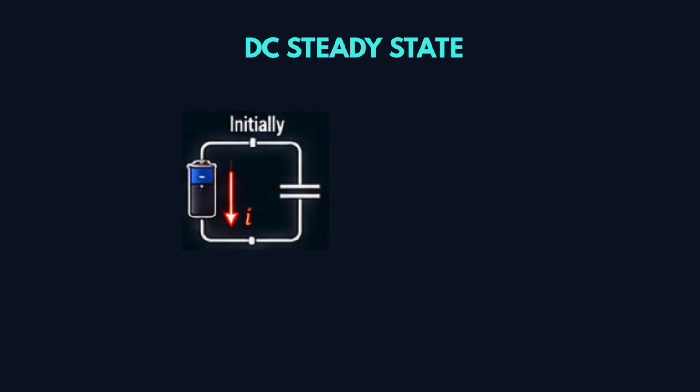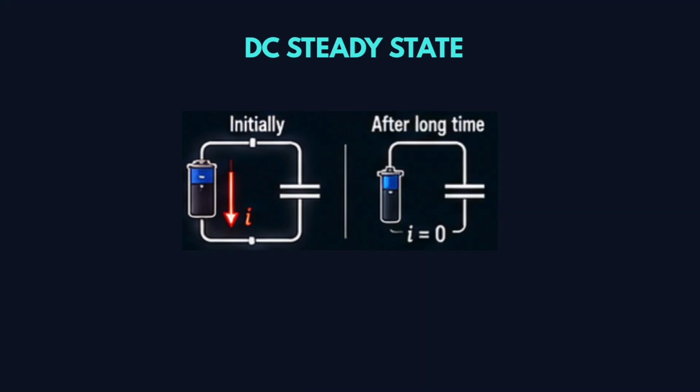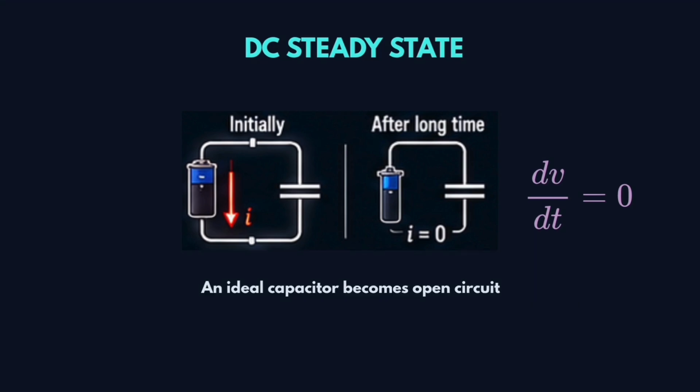Next is DC steady state. Initially, current flows because the capacitor is charging. After a long time, voltage becomes constant. Therefore, dV by dt is 0, hence I is 0. An ideal capacitor becomes open circuit.